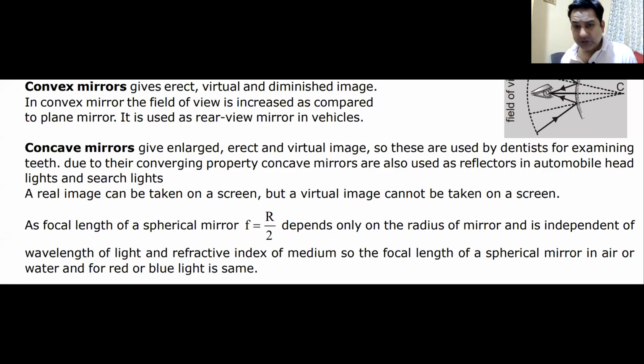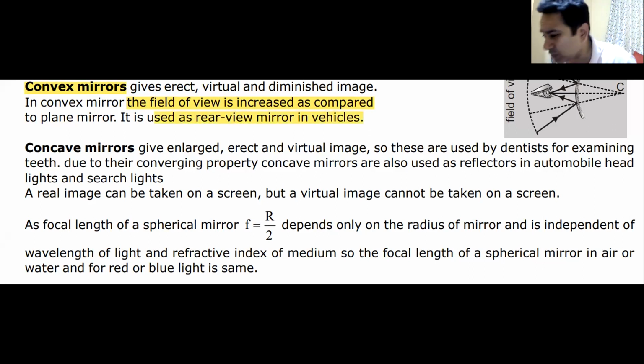Then we come to the uses of concave mirror and convex mirror. Convex mirror always gives a smaller, diminished image. It gives us the field of view. It can help us in seeing a large portion because the image is smaller, and therefore it is used as a rear view mirror in vehicles. Probably I told you by slip of the tongue as concave mirror. They are not concave mirrors, they are convex mirrors, because a big car looks very small.